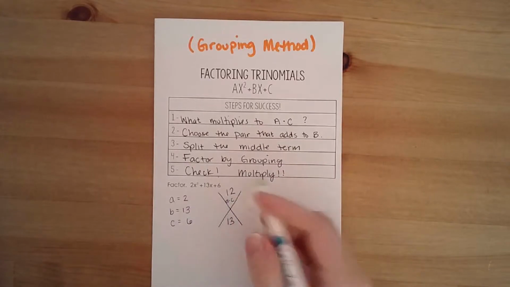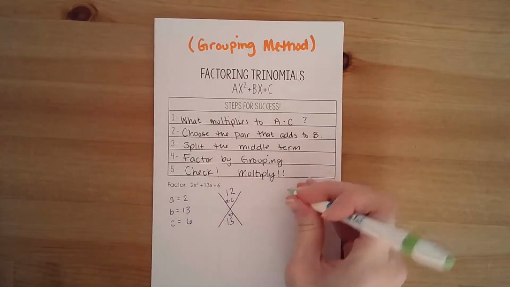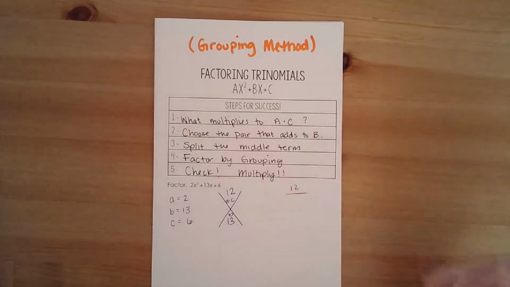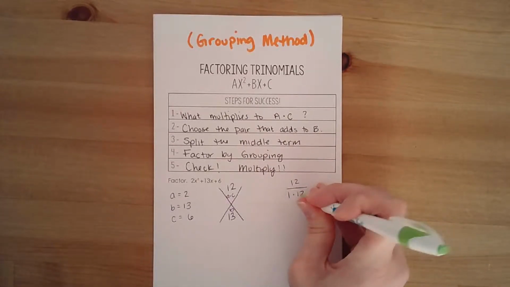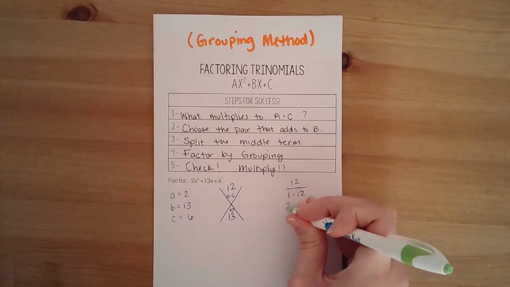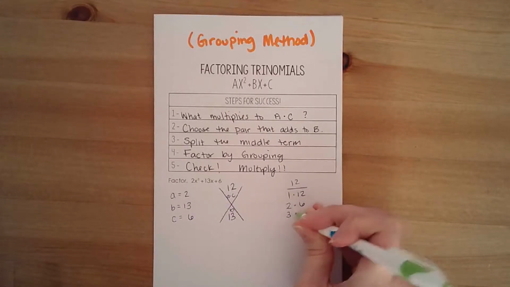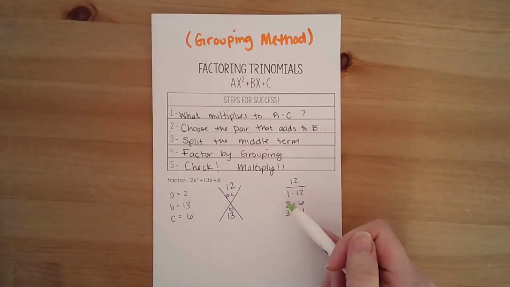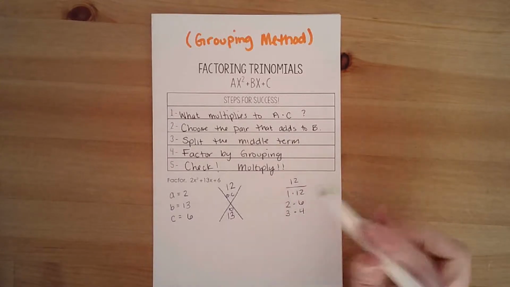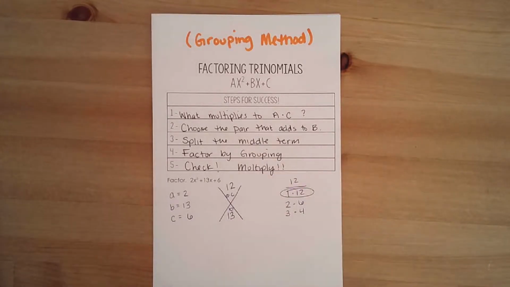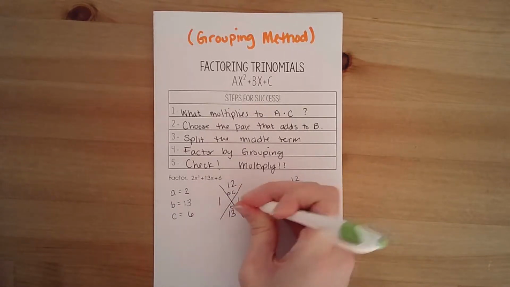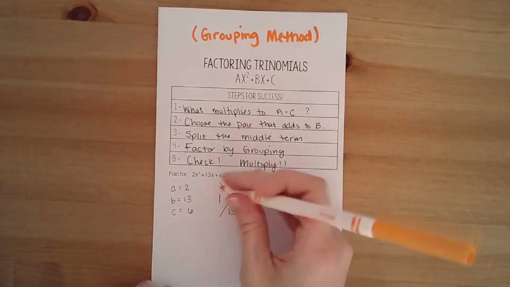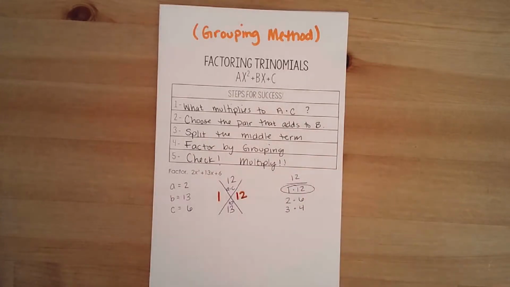So if I know my number needs to multiply to 12, well, what are some numbers that multiply to 12? I've got 1 times 12, 2 times 6, 3 times 4. I need the pair that adds up to 13. Well, that's my first pair, 1 times 12. So those are the numbers that I know would be the left and the right sides here, 1 and 12.